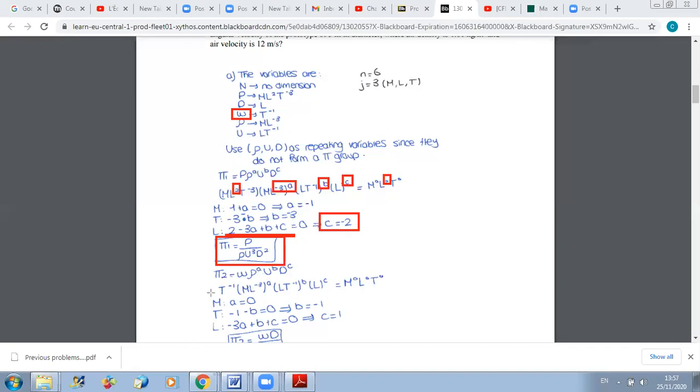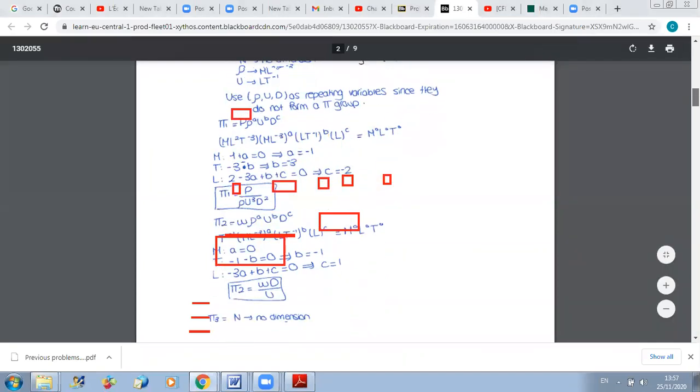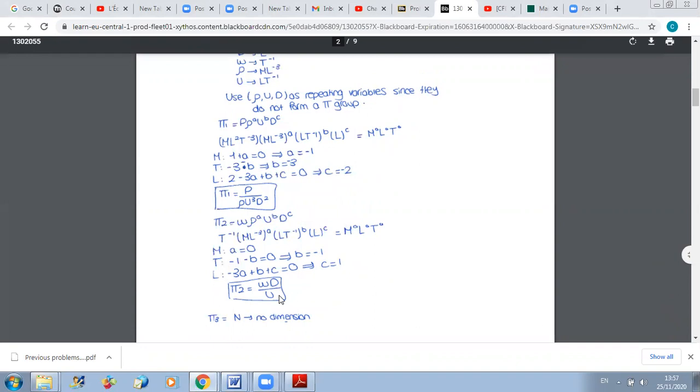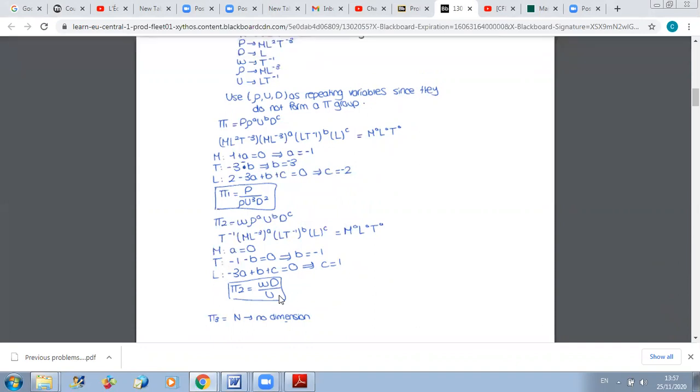I write 3 equations, 3 unknowns, 1 for the coefficient of m, 1 for the coefficient of t, 1 for the coefficient of l. I get a, b, c, and then I can form my group. So my second group is omega d over u. Now, always, when you finish, make sure that your group will work well. How can you make sure? The unit should be no unit.